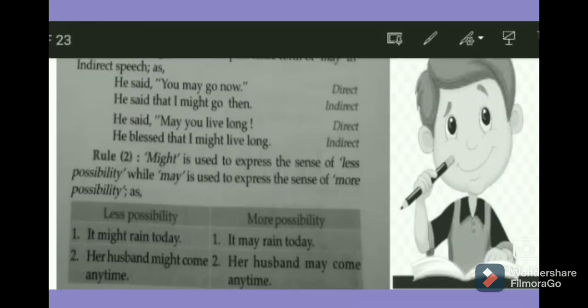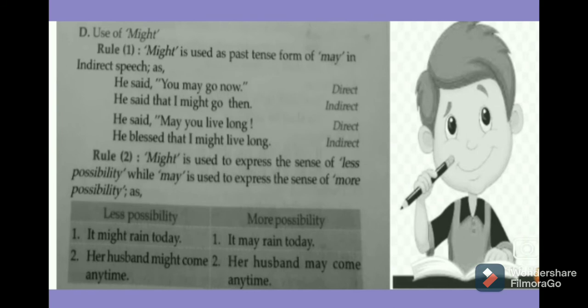Now let me tell you one more thing about it. Children, you have studied can is also used to express the sense of possibility, may is also used to express the sense of possibility, and might is also used to express the sense of possibility. But can is used to express the sense of much more possibility, may is used to express the sense of less possibility than can, and might is used to express the sense of less possibility than may.